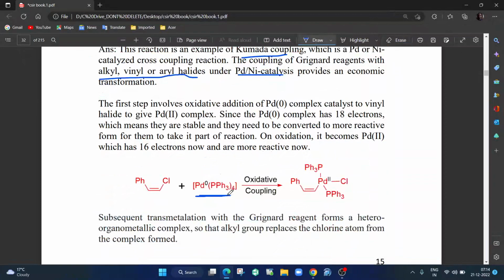Now 18 electrons is a non-reactive system, so first it will undergo oxidative addition and 2 of the PPh3 get out and we get this palladium 2 complex, right? Now when it becomes palladium 2 complex, please understand, it is having 2 less electrons, so it has become 16 electrons. Now it is a reactive system, it will react further. Now how does it look? It pretty much looks like your Grignard complex kind of stuff.